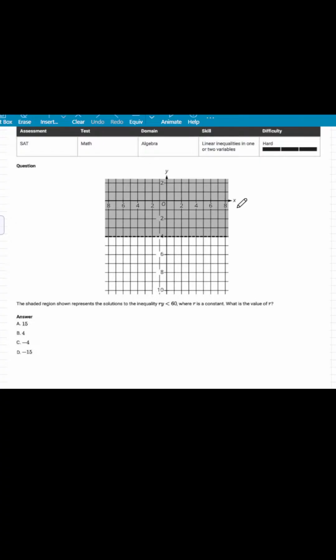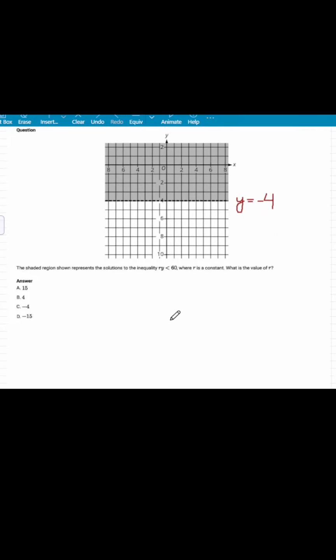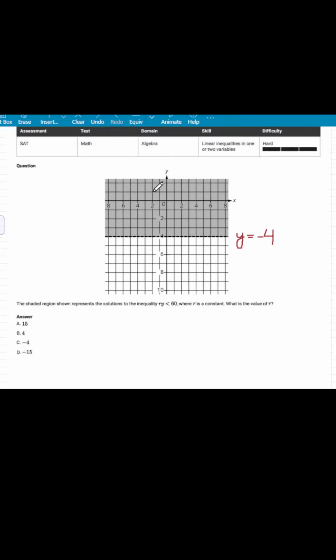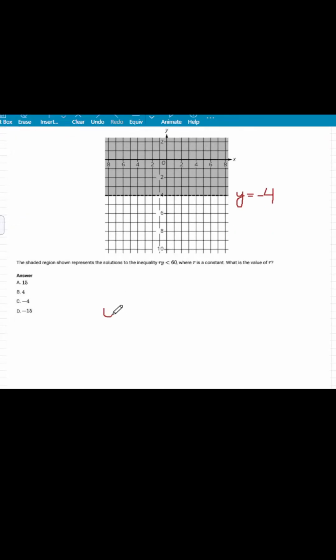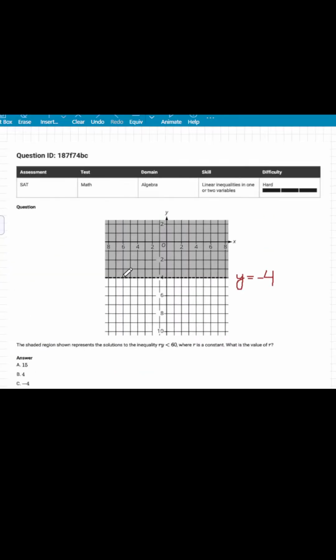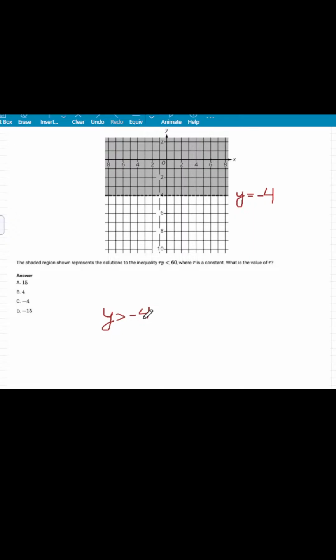So whenever this shaded region is given, we have to see the boundary. Here the boundary is a horizontal line passing through y coordinate -4. So the equation of the line will be y is equal to -4. Because this takes only one value of y for all values of x, and since the region is above the line, this region will be y is greater than -4. And -4 is not included because the boundary is dotted, so that will be an open interval. So y is greater than -4.